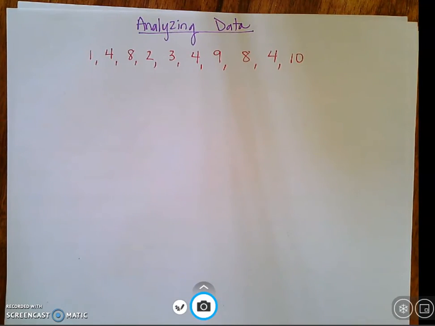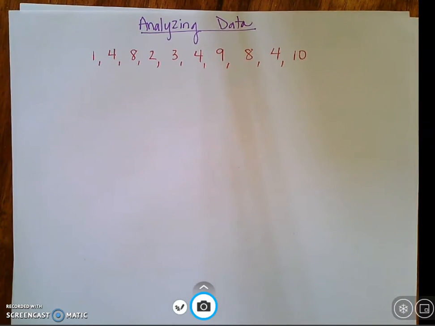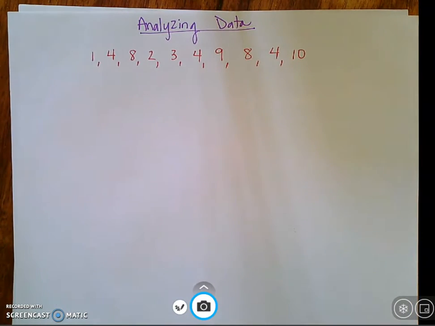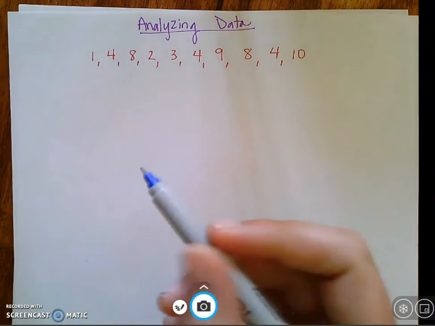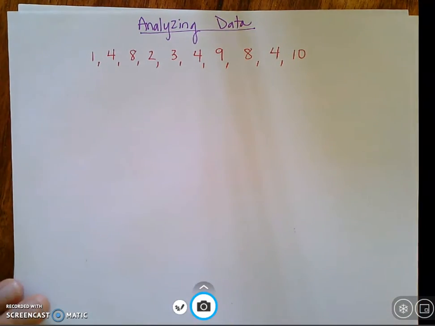Hey guys, I wanted to go ahead and give you a video on analyzing data. The first thing we're going to talk about has a little bit of vocab for this unit, where you're basically looking at different types of graphs and analyzing the data of those graphs. We're going to start off with just a data set for now, which is a list of numbers.